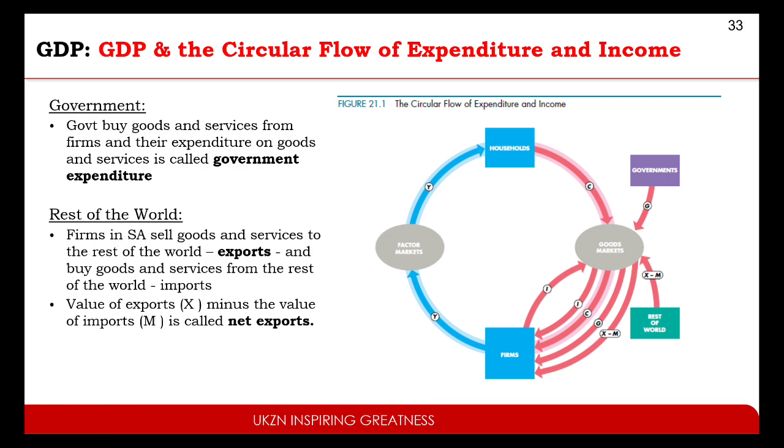Government, I told you, buys goods and services from the firms. The rest of the world, there we go, net exports, I told you, X minus M. X stands for exports, and M stands for imports.